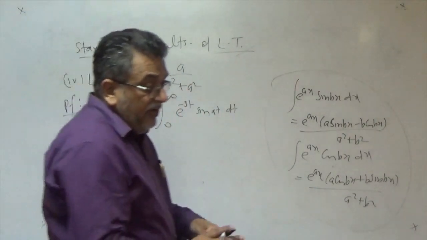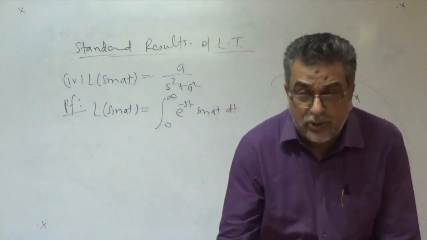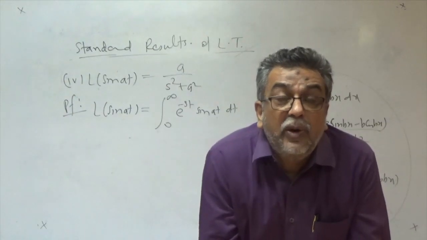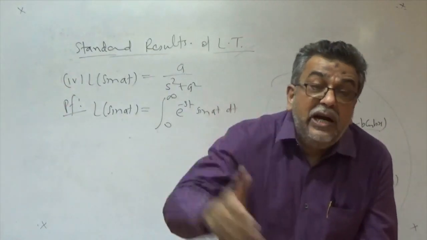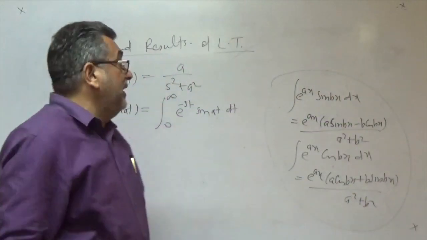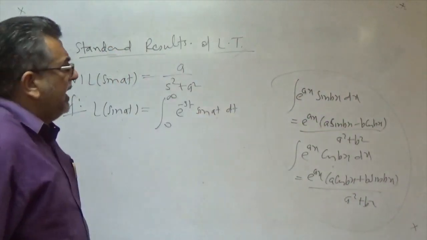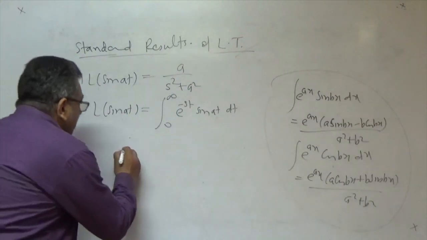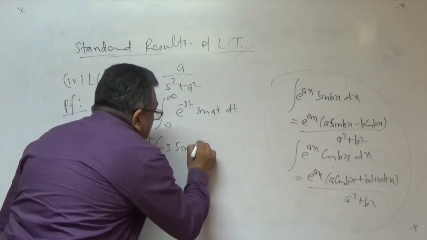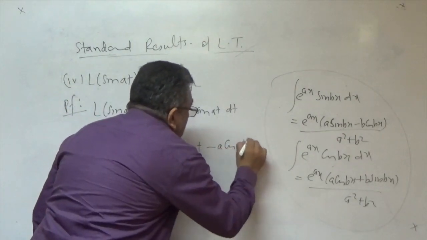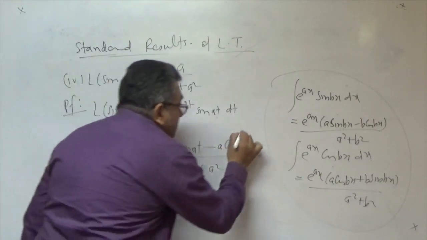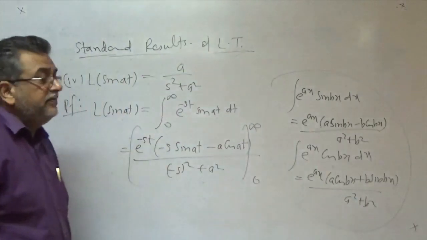In class 12 integrals, you have proved this by using the reduction formula, taking this as I and applying integration by parts, and then you get this. Those can be used directly here. By this formula, we get e to the power minus st times (minus s sin at minus a cos at) upon minus s square plus a square. Now substitute the upper and lower limits.